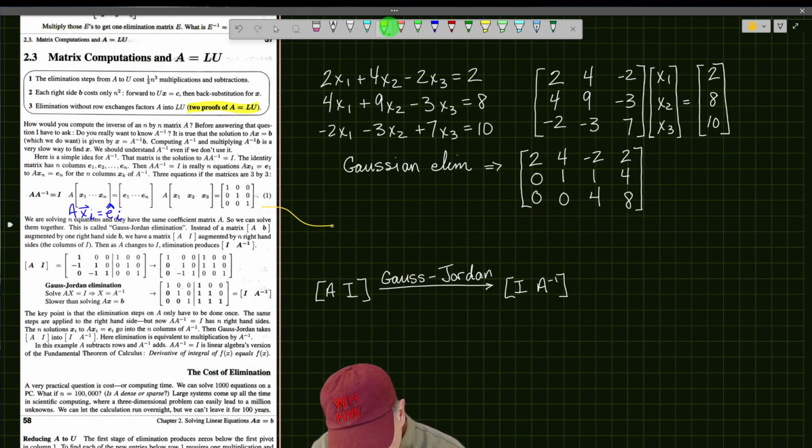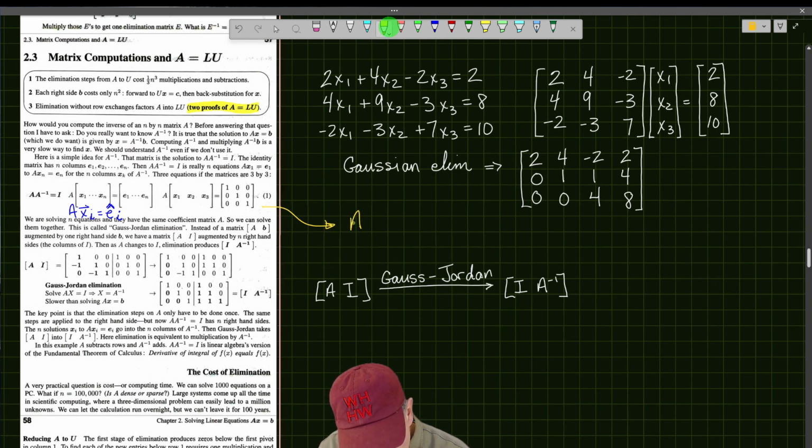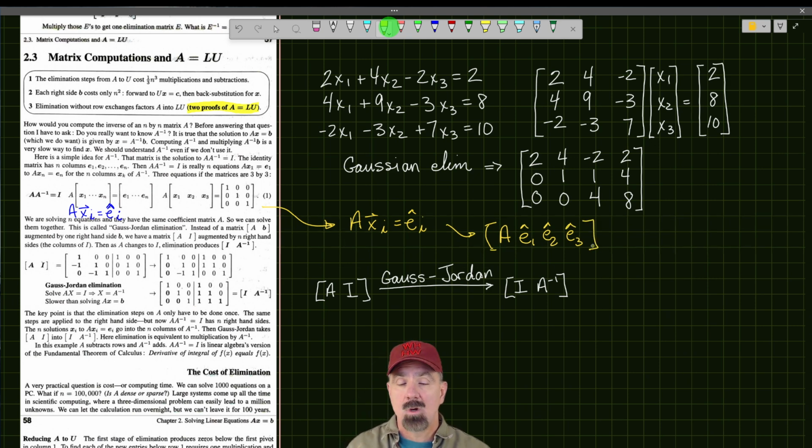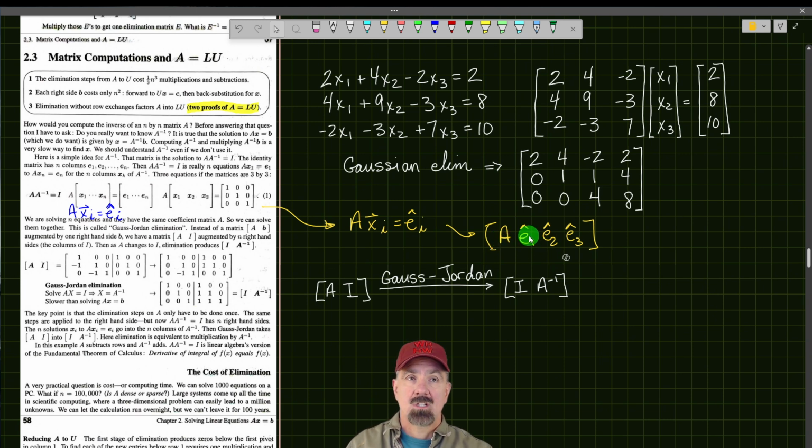So he's set up A x_i equals e hat i, and he has built an augmented matrix, which is really A augmented with e1 hat and e2 hat and e3 hat and however many we want. In this case, he's done 1, 2, and 3. And now when we do Gauss-Jordan elimination on this, we are going to end up with the solutions for all 3 of these right-hand side vectors. And that's the conversation he's having about here for finding the inverse.